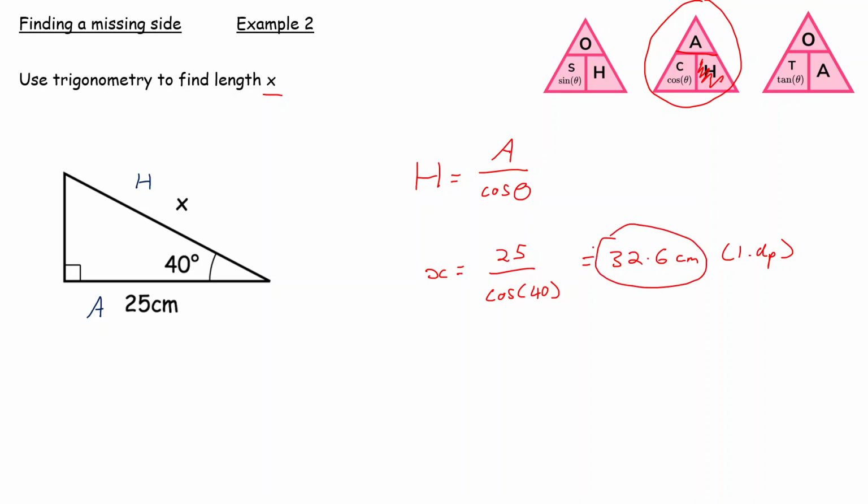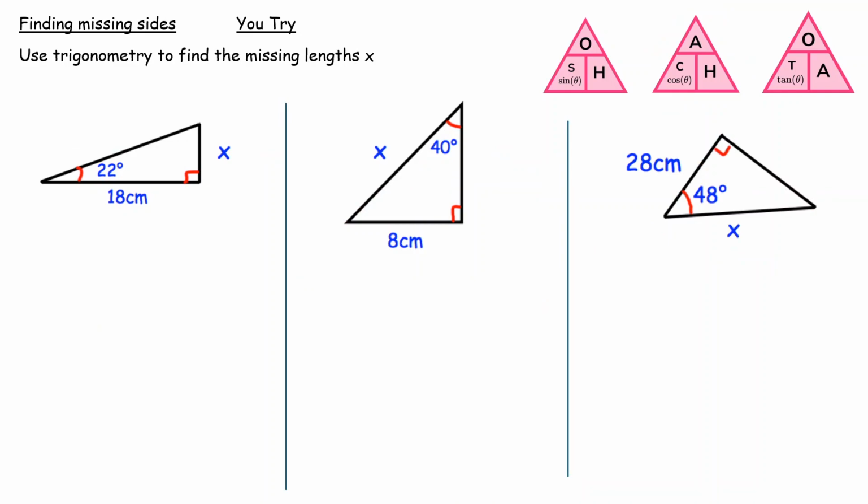Brilliant. So what you can do here is pause the video. You can give these 3 questions, of finding missing sides in right angle triangles, a go. Fast forward to the end, and you can mark your work. So let's go through it together now.